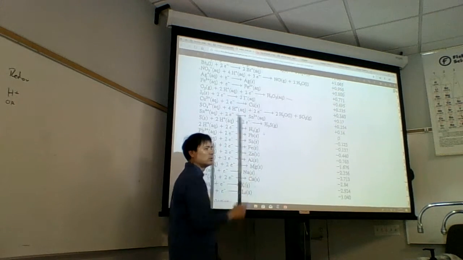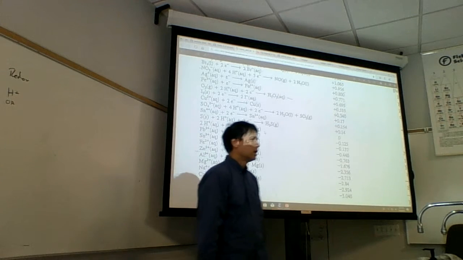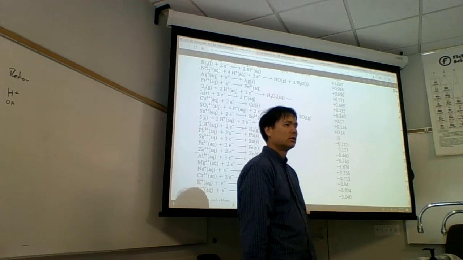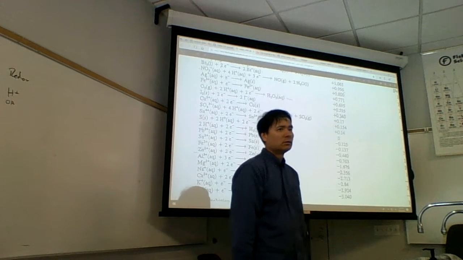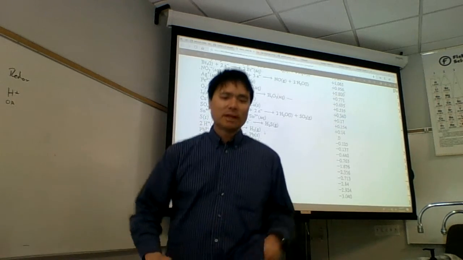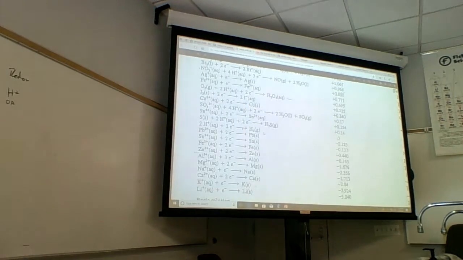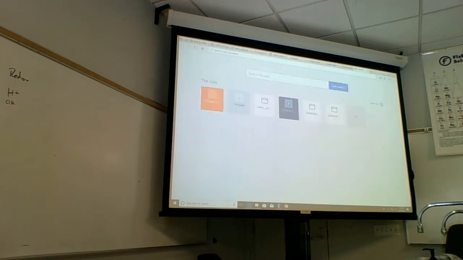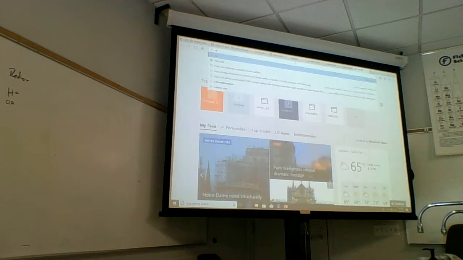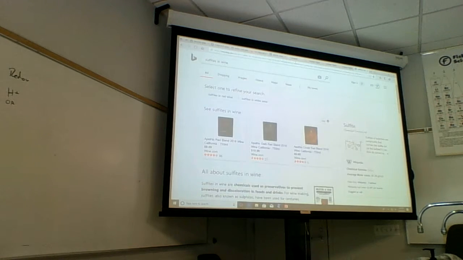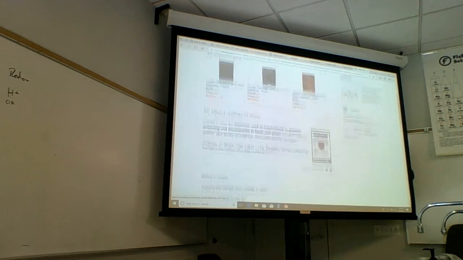Didn't I see that before? SO2. Where did I see that before? Sulfur dioxide. You remember where you saw that? I saw that as a reducing agent.